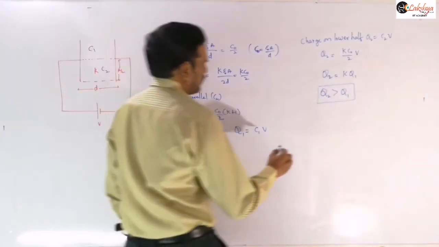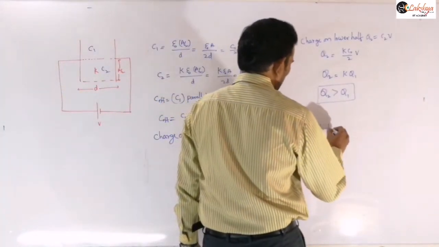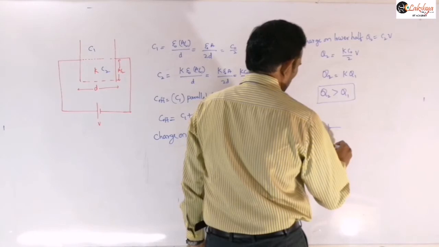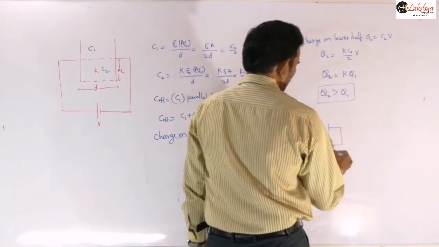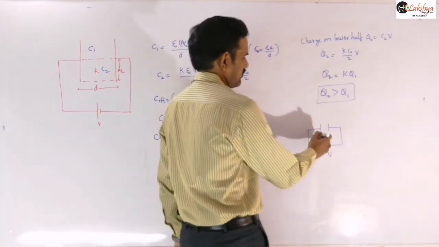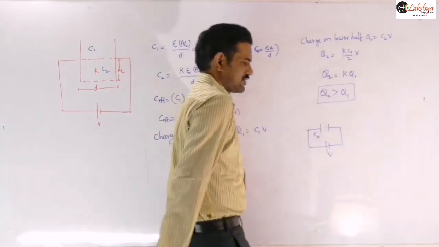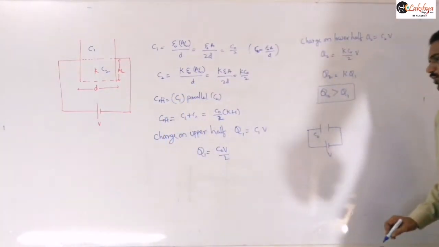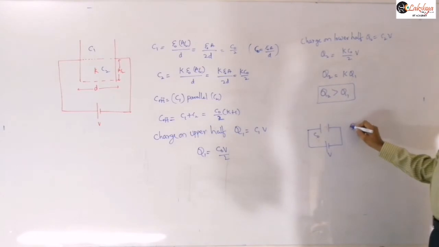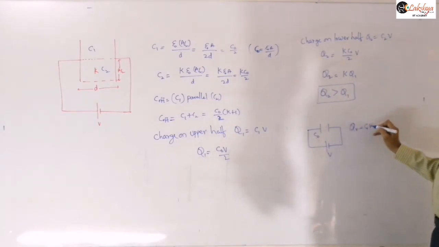From this you can also understand, suppose this capacitor is connected to a cell of EMF V, and initially the capacitance is C naught, let us consider. Now initially the charge on it we can write as Q naught is equal to C naught into V.